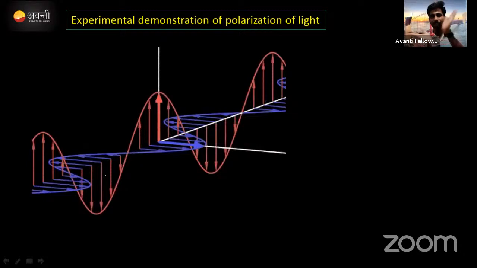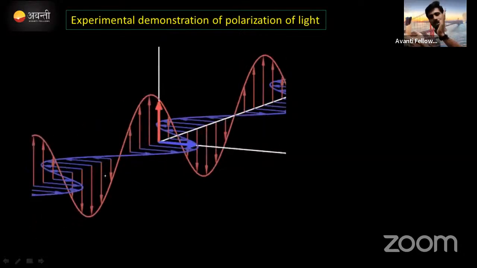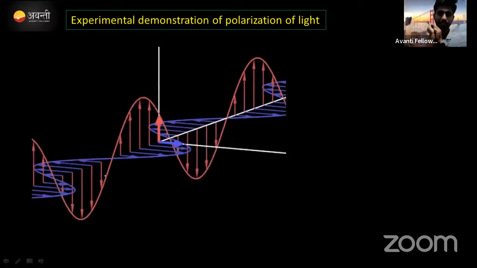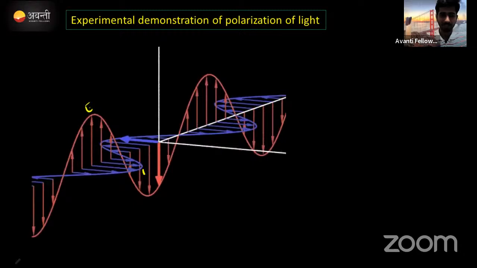Simultaneously they are varying along the y and z axes, and their propagation is moving along the x axis direction. This is the electric field, this is the magnetic field. They are mutually perpendicular to each other, but their propagation direction is the x axis.